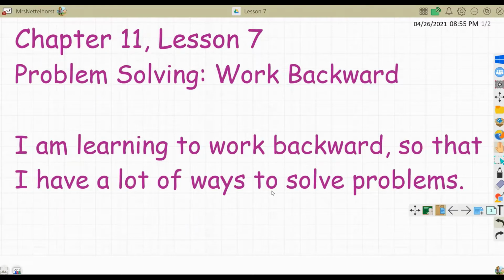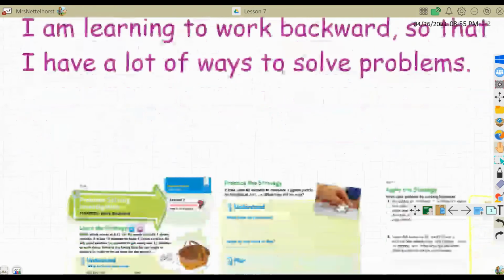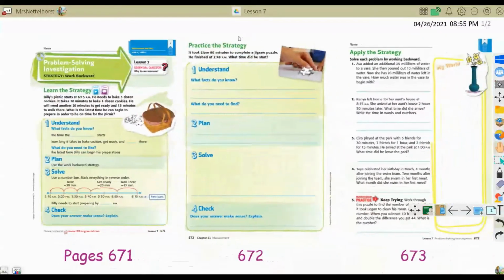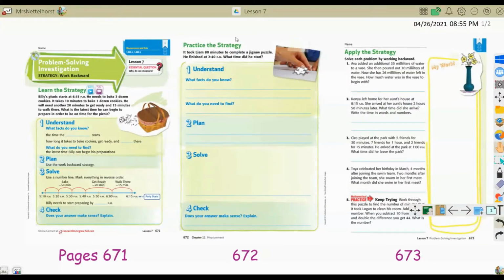This one is called Problem Solving Work Backward. So our learning intention is I'm learning to work backwards so that I have a lot of ways to solve problems. Every chapter we get 2 ways to solve problems, and in this one is working backwards through a problem. These are the pages that we're going to be doing today, pages 671, 672, and 673. So let's get started. We're going to do all 3 together.